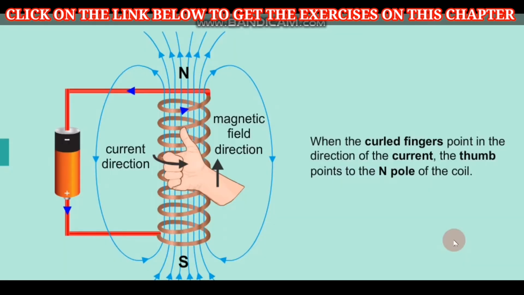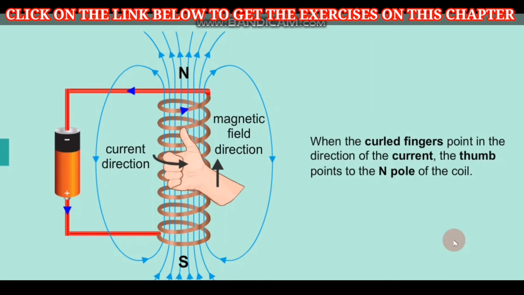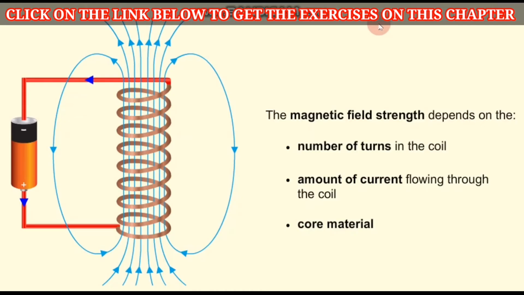So this is how we apply the right hand grip rule in order to determine the direction of the magnetic field in a solenoid, where the curled fingers point in the direction of the current and the thumb points to the north pole of the coil. And for this solenoid, the magnetic field strength depends on the number of turns of the coil, the amount of current flowing through the coil, and the type of core material.